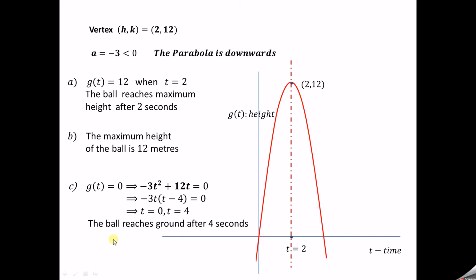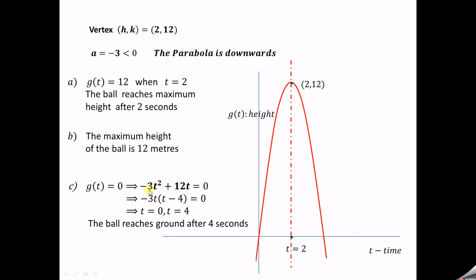And then the third option here is, when does the ball reach the ground? That means when g(t), the height, becomes 0. Here we have to substitute g(t) equal to 0, since the height is nothing but g(t). We are given g(t) is minus 3t square plus 12t, and the height is 0, that is minus 3t square plus 12t equal to 0.